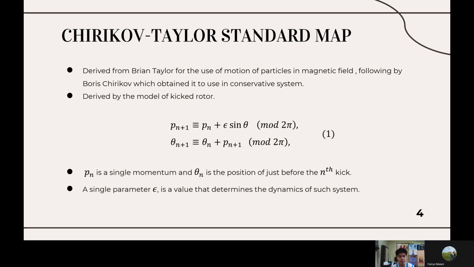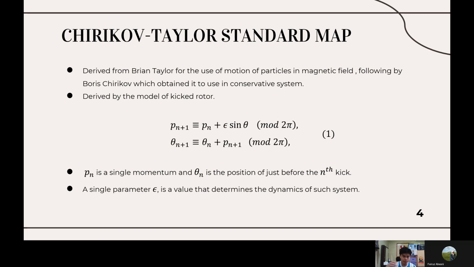Okay, so the standard map is derived from the model of the kicked rotor, and this map is governed by two equations. The first equation is P(n+1) is identical to Pn plus epsilon sine theta mod 2 pi, and also theta(n+1) is identical to theta n plus P(n+1), also mod 2 pi. In the equation, Pn is the momentum, while theta n is the position just before the n-th kick. And epsilon is the value that determines the dynamics of the map.